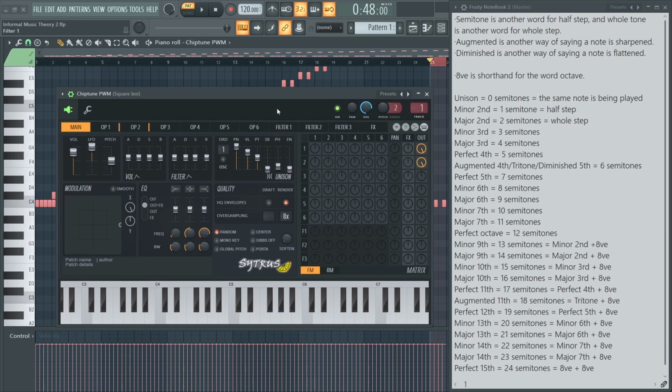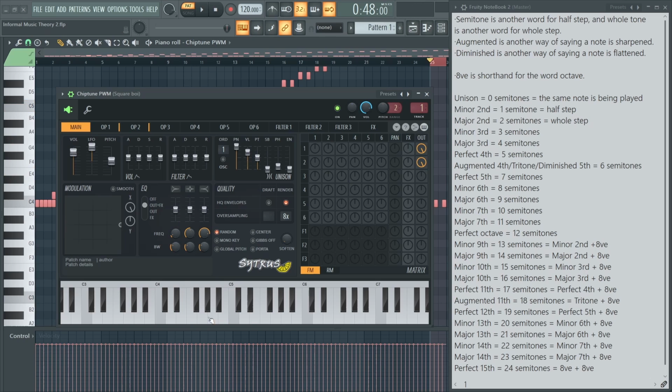So let's just go over some examples. So let's try F and F sharp. So we have F, our starting note, and we'll try F sharp. Our interval is however many semitones it took to get to F sharp, which is just, in this case, 1. So 1 semitone is a minor second. So let's try E and C.